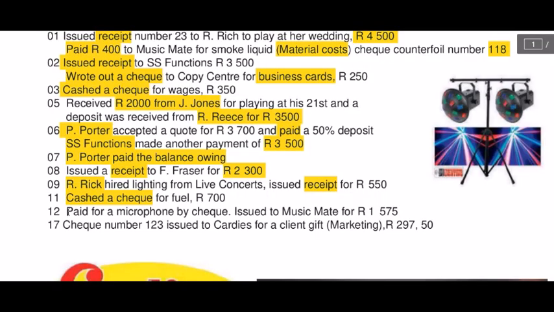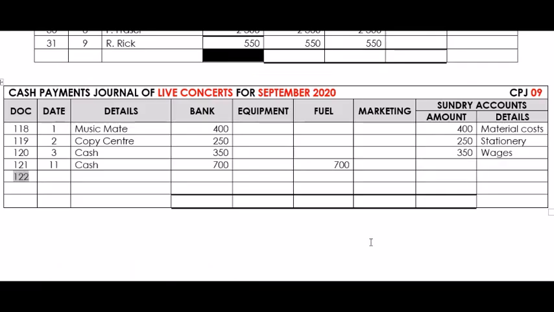Then on the 12th, we paid. So now we are the ones paying, by check. That tells you this is a CPJ transaction for a microphone, which would be equipment, issued to Music Mate, 1,575 Rand. So it will be check number 122. On the 12th, we are paying Music Mate 1,575 Rand for a microphone, which is part of equipment.